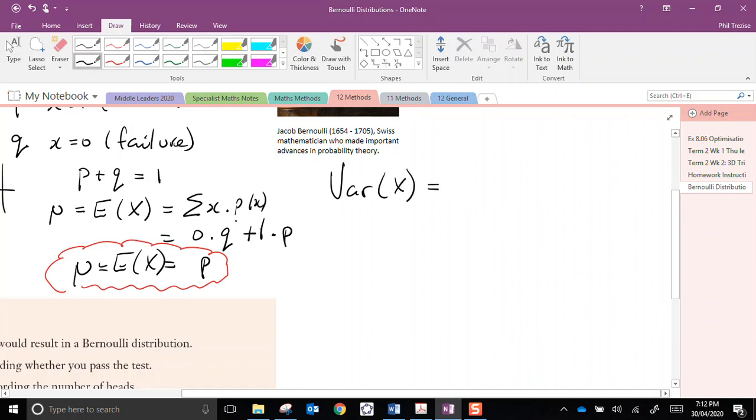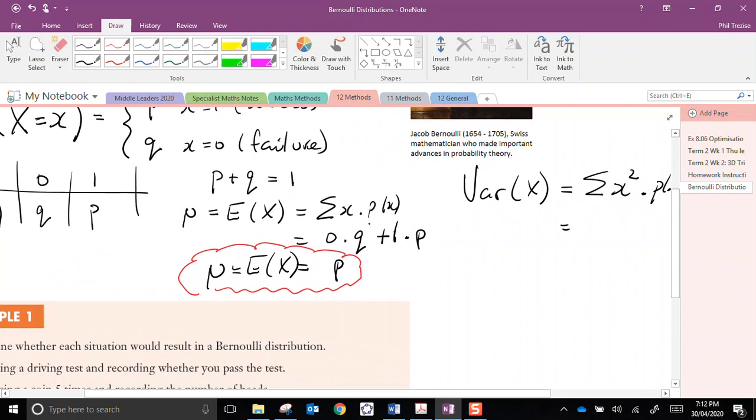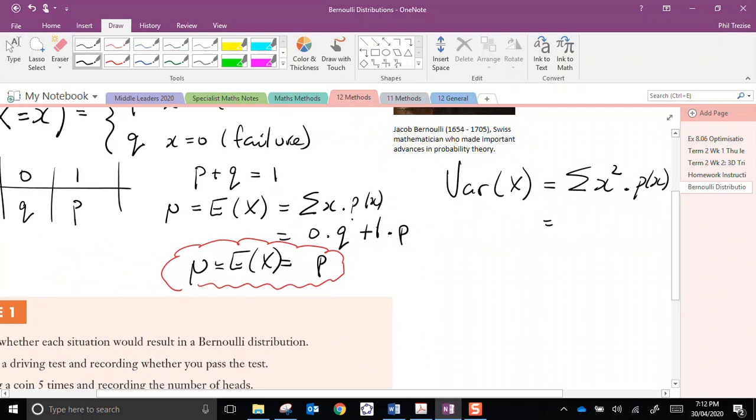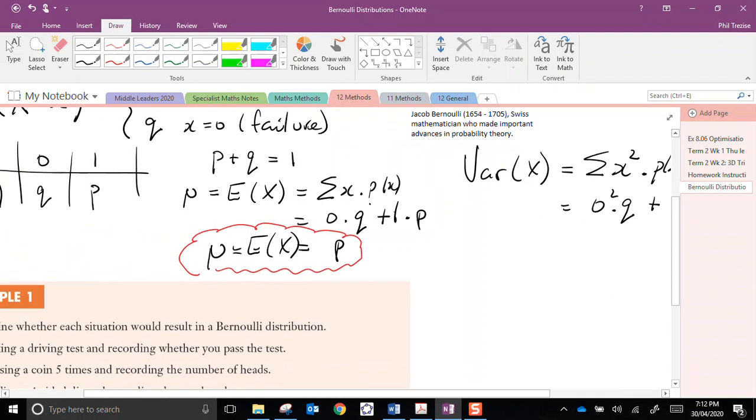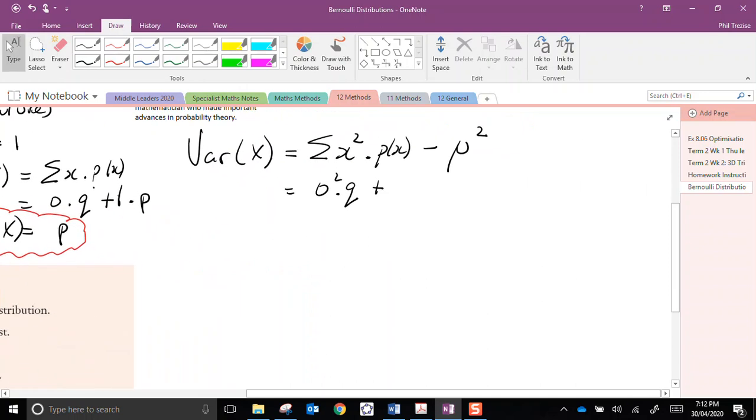So just to remind everybody, I'm sure you do remember this, the variance was the value of x squared multiplied by the probability, subtract the mean squared. So sum of x squareds. Well, let's have a look. If x could be 0, we'd have 0 squared multiplied by q. Obviously that's a 0. And we could have 1 squared multiplied by p.